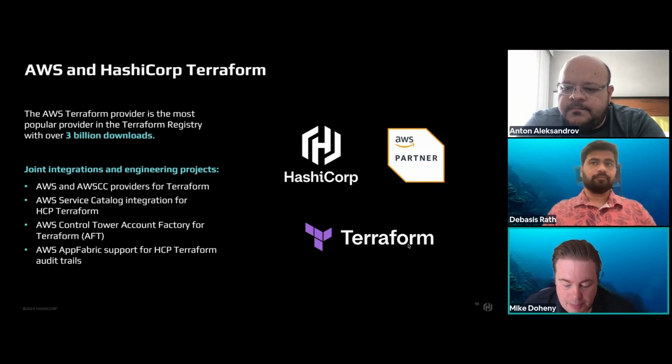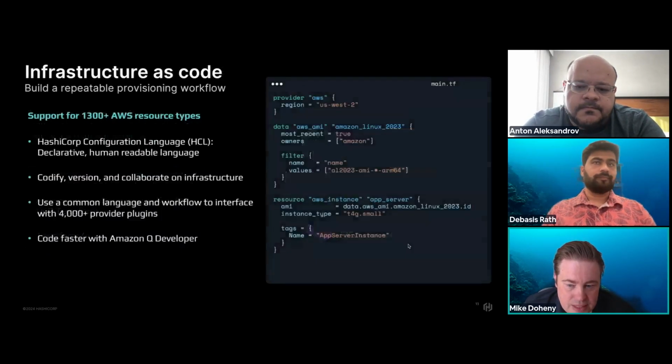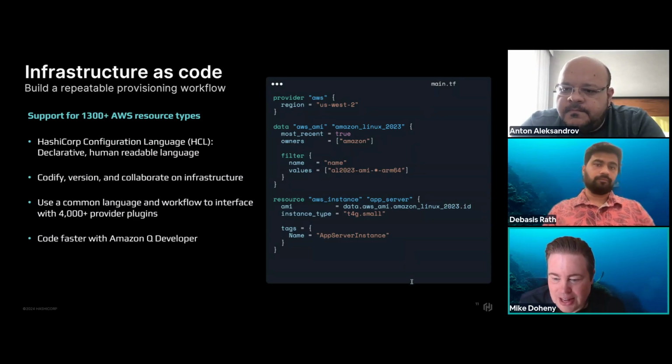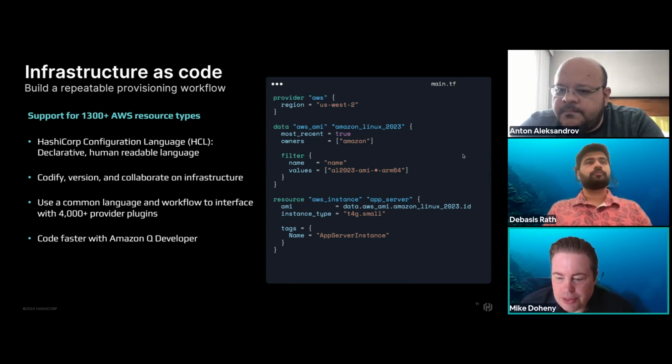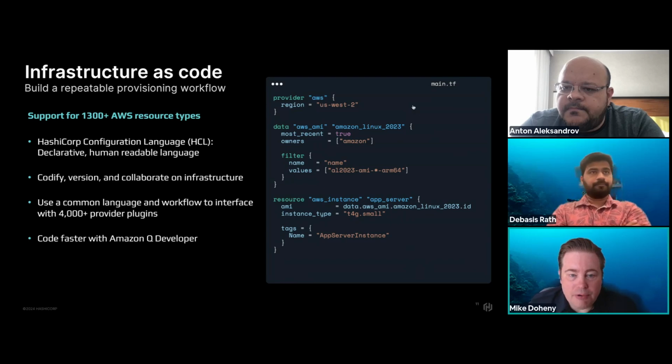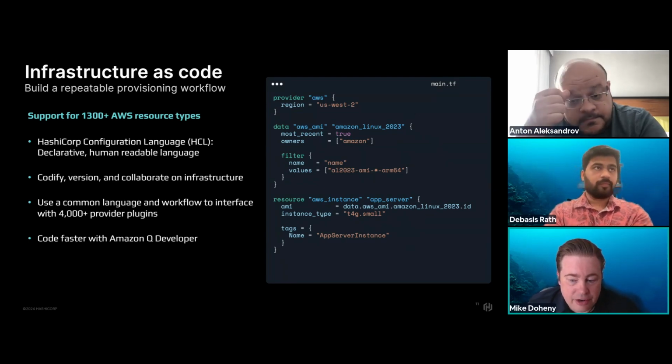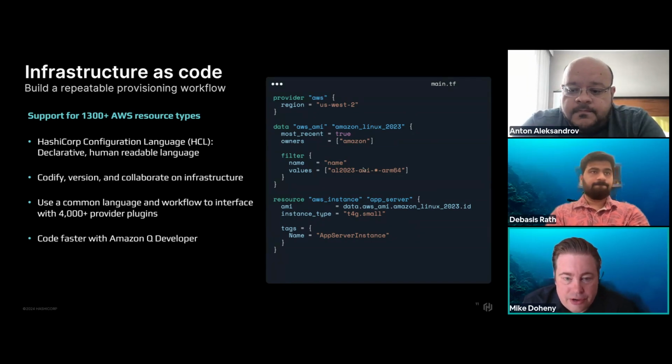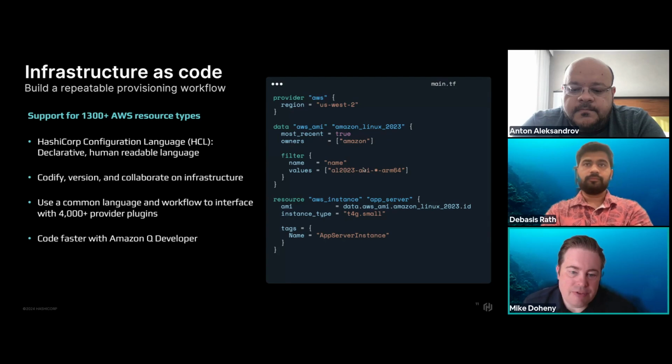If you go to the next slide, just to take another step back, because I know last time we did the webinar, some people hadn't had as much familiarity with Terraform. Terraform is infrastructure as code. It helps you build a repeatable provisioning workflow. I mentioned the tight integration with AWS, so there's support for 1,300 plus AWS resource types. It's written in HCL, or HashiCorp Configuration Language, which is a declarative, human-readable language, and you can codify, version, and collaborate on infrastructure as a team. That's a big advantage of Terraform.